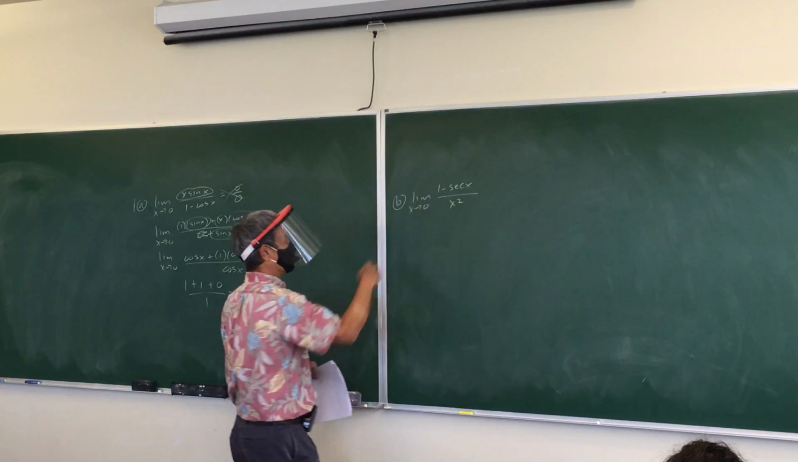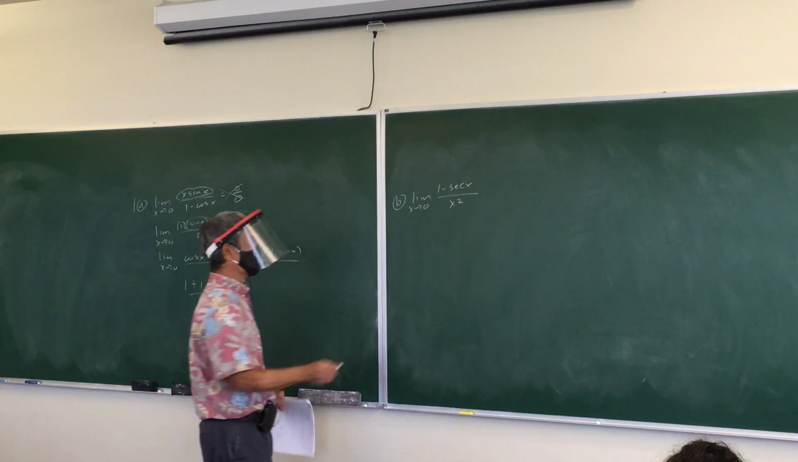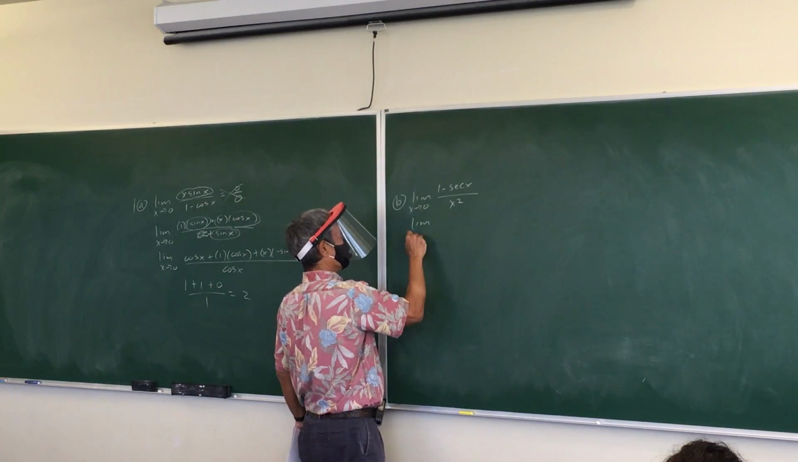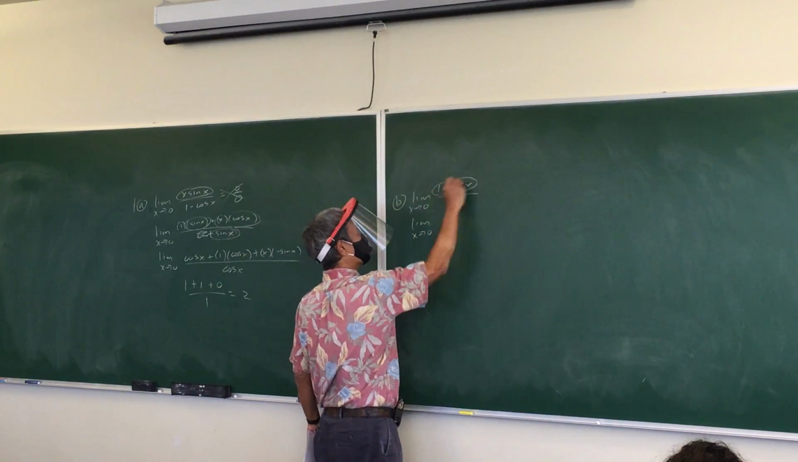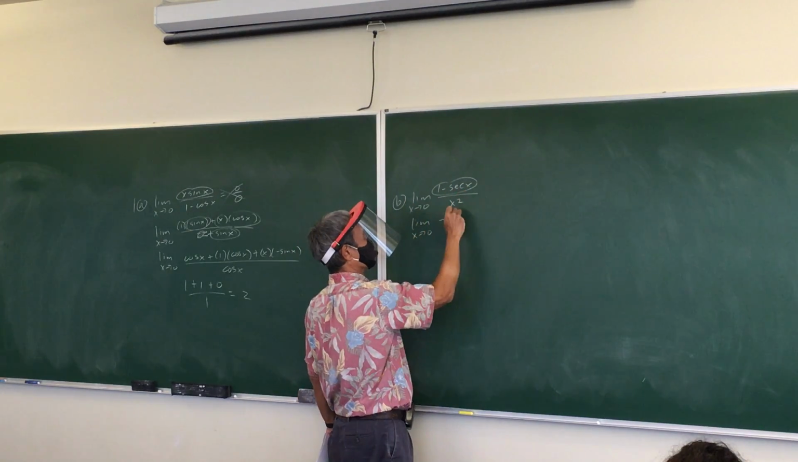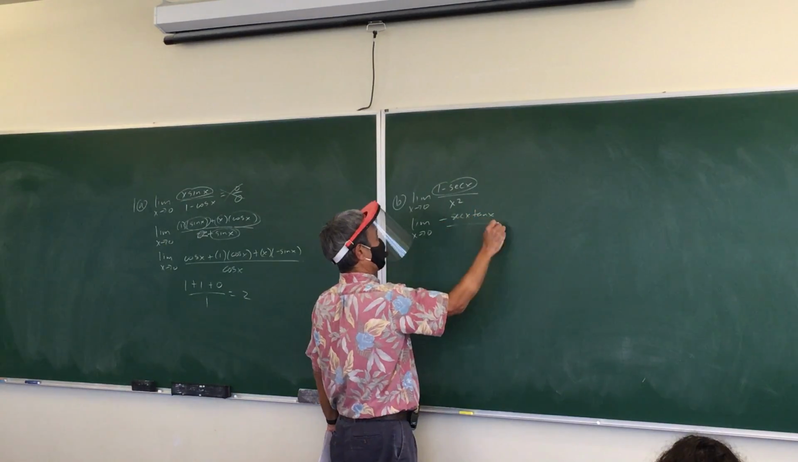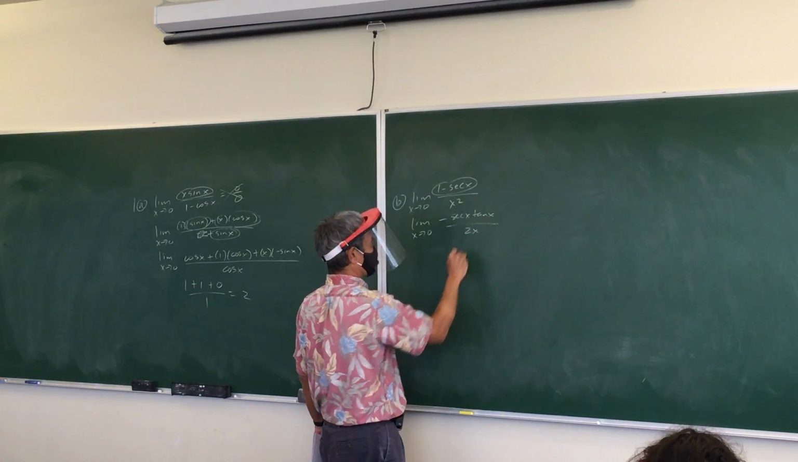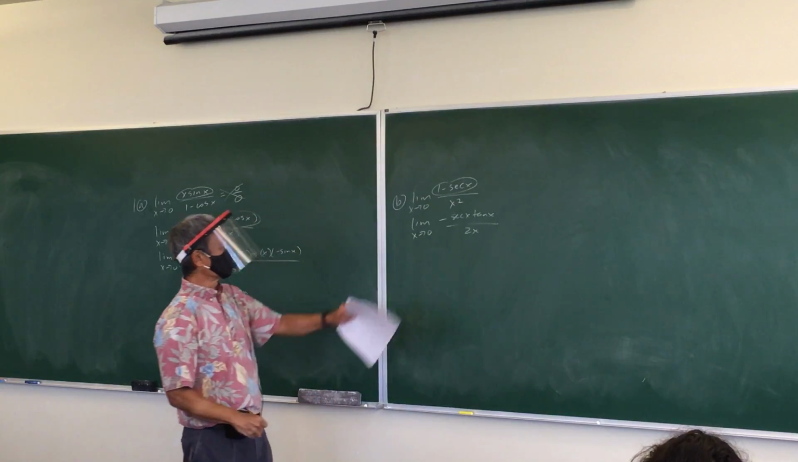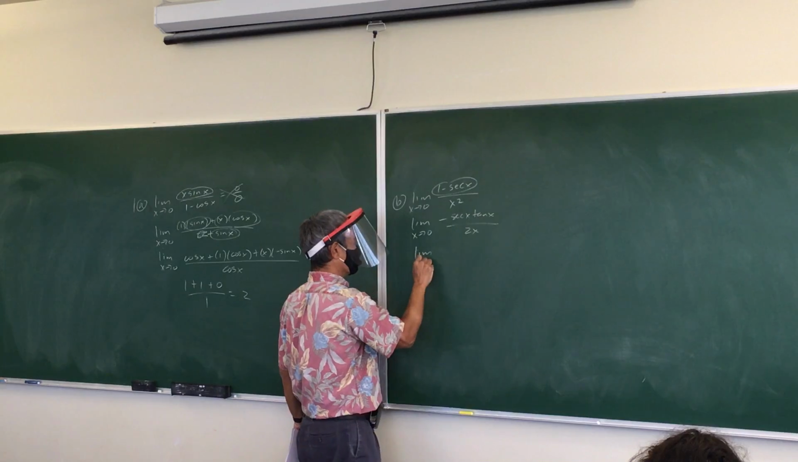If you plug in the number, you get 1 minus 1, which is 0 over 0. So you can use L'Hopital's rule. Take the derivative of the top: the derivative of 1 is 0, and the derivative of negative secant x is negative secant x tangent x. The derivative of x squared is 2x. But if you plug in 0, you still get 0 over 0. So we're going to use L'Hopital's rule again.